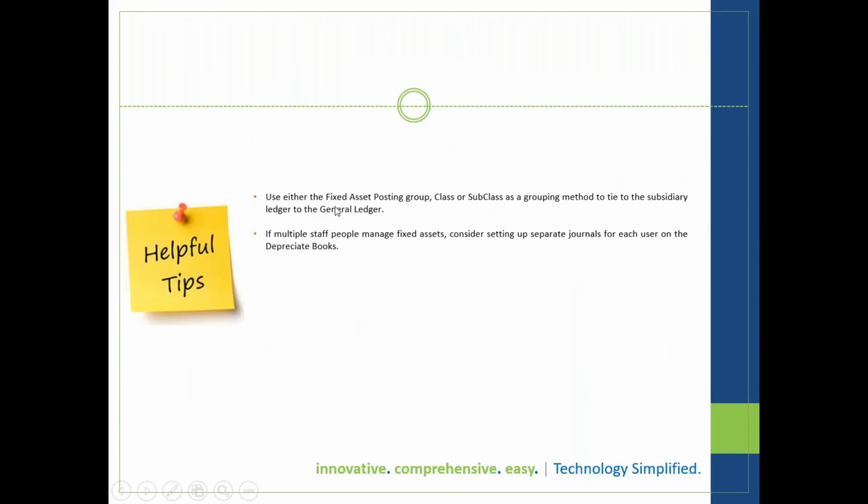Here's a couple of helpful tips. Again, like I said several different times, either use the fixed asset posting group, subclass, or class as a grouping method to tie the subsidiary ledger to the general ledger. Another tip is if you have multiple staff people managing your fixed assets, consider setting up separate journals for each user, and that setup is done in your depreciation books.